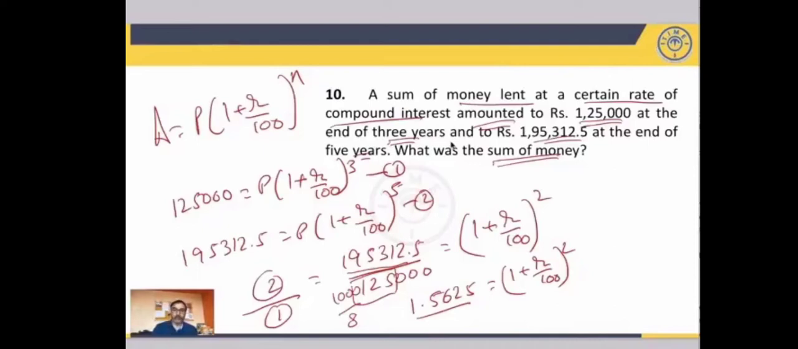How to get 125 square? Let us look at here. The number is ending in 5, so 5 square is 25. For 12, the next higher number is 13, so 12 into 13 is 156. So 15625 is nothing but 125 square, or 1.25 square. And 1.25 is nothing but what we can write as 5 by 4.